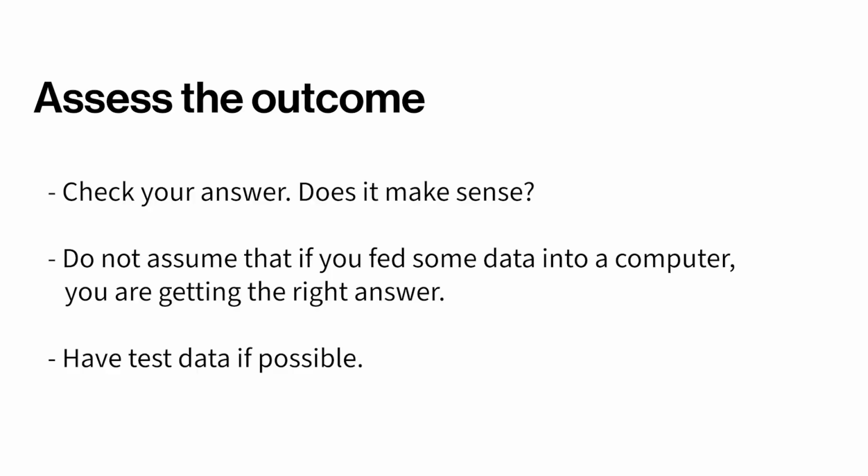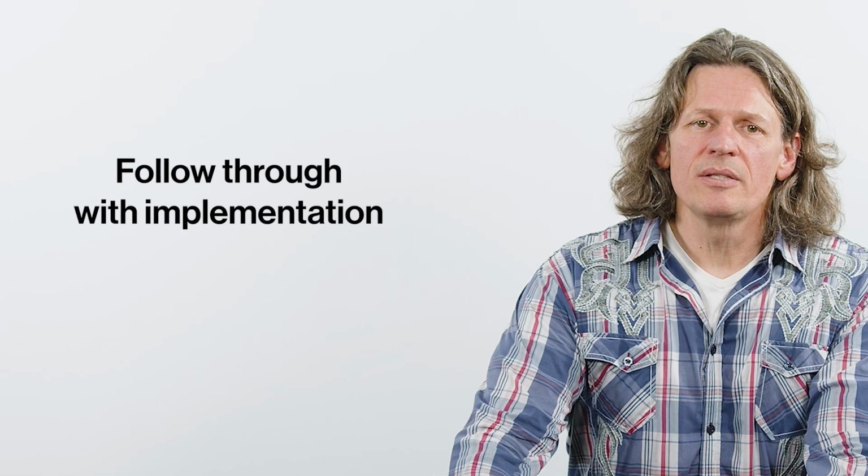And have test data if possible. Do an easy version. If it's a hard decision, break it down and make it an easy decision, and then make it more complicated. Don't necessarily start with the hardest possible way to do it. Start with the easiest way to do it and work your way up. All right, so always double check your answer. And then if you need to go back, say, oh, look, I just made a typo there. Fix that. Follow through with implementation, okay?